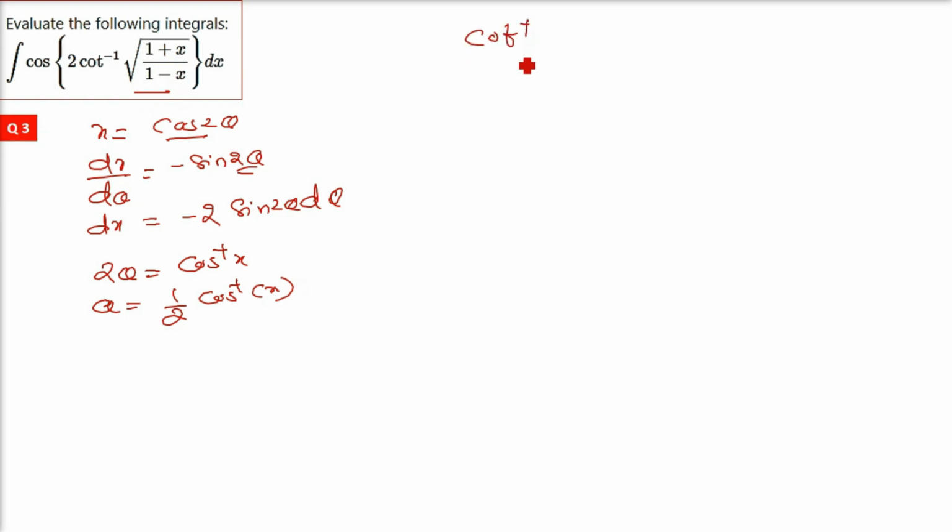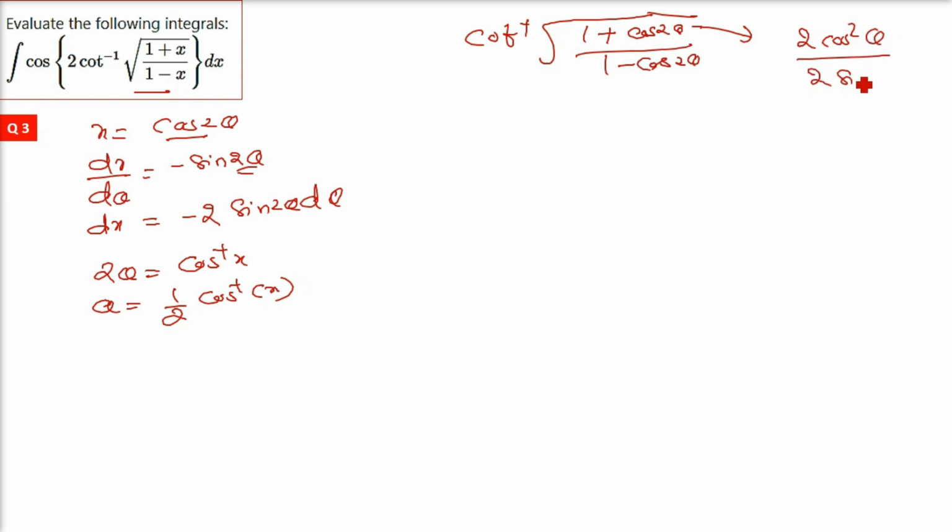So we have cot inverse. 2 is already there. I'm just doing the cot inverse part. So cot inverse under root 1 plus cos 2 theta divided by 1 minus cos 2 theta. 1 plus cos 2 theta will be what? 2 cos square 2 theta by 2, that is 2 cos square theta. And in the denominator you have 2 sine square 2 theta by 2, that is 2 sine square theta. 2 gets cancelled. Cos square theta by sine square theta. Cos by sine is cot. So it will be cot square theta, and under root, because root and square will get cancelled, we get cot inverse of cot theta.